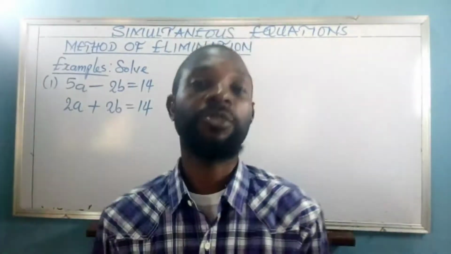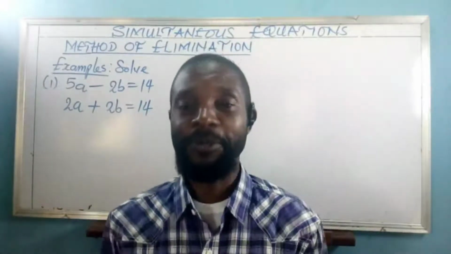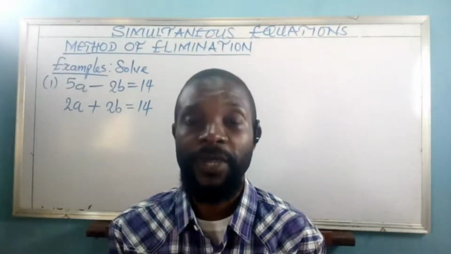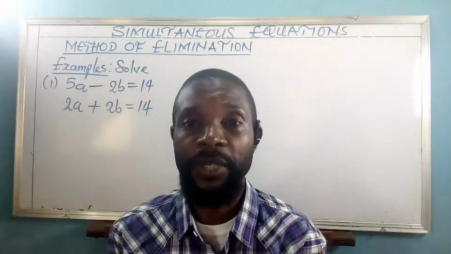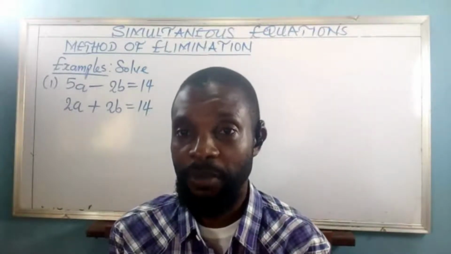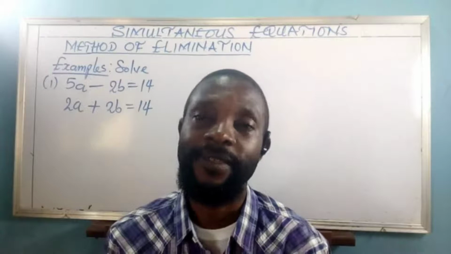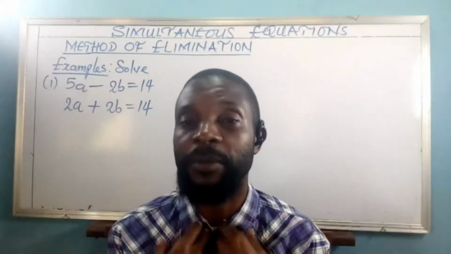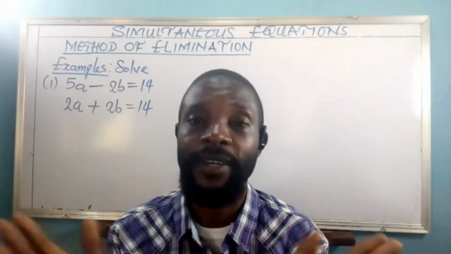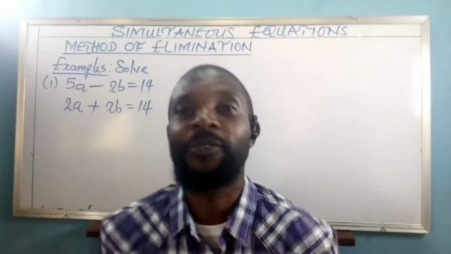How do we solve simultaneous equations? That's what I'm going to do today. We have three ways by which you can solve simultaneous equations. We have the elimination method, we have the substitution method, as well as the graphical method. You can use a graph to solve simultaneous equations. It's just for you to plot your graph and then you get the point of intersection, then you're good to go.